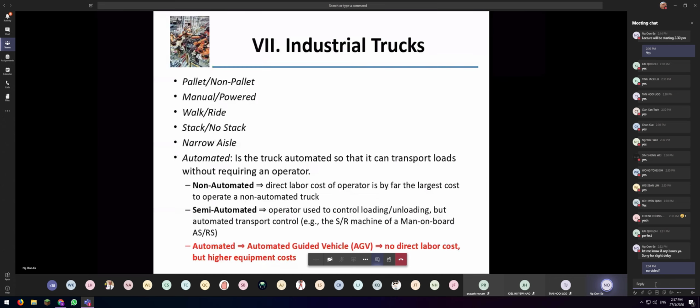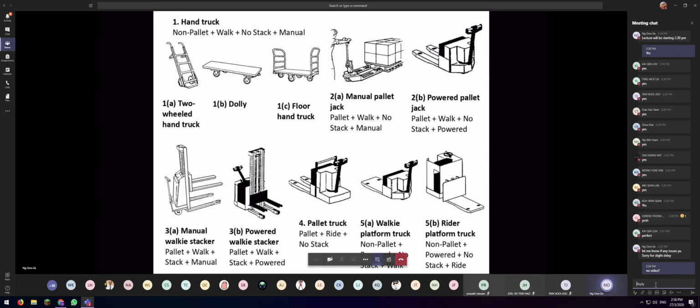And if you want fully automated, you can use automated guided vehicles, which will have a higher equipment cost, but that means there's no direct labor cost. The labor cost is just in the setup and the maintenance and things like that. So your hand trucks are the simple ones, basically to push things around. Your number 2 there, you have your manual and your powered pallet jack.